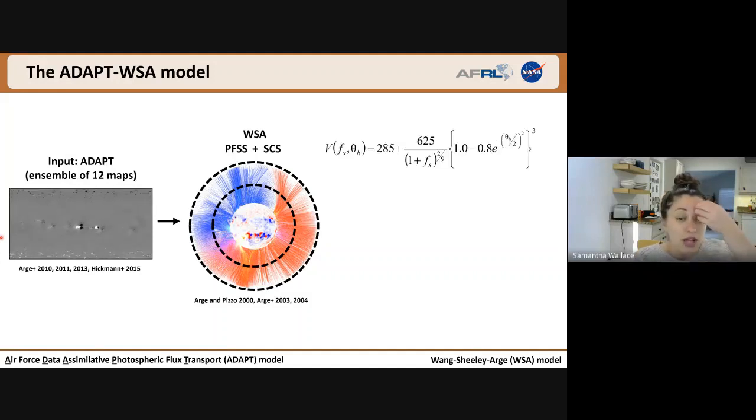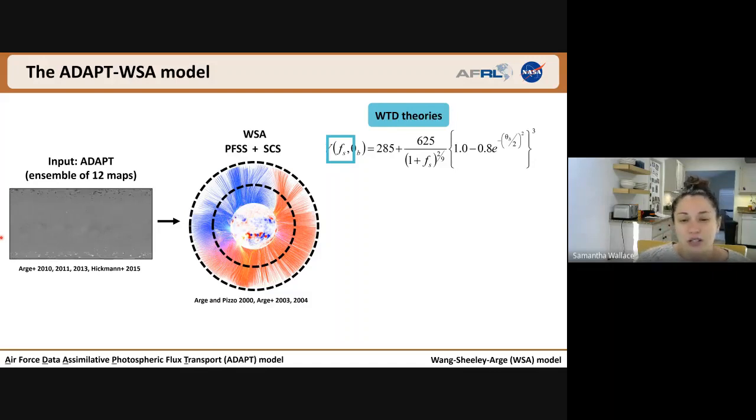Then we use an empirical velocity relationship to determine the speed at that outermost boundary of the model. And it's a function of both expansion factor and coronal hole boundary distance. So expansion factor is related in some way to the wave turbulent driven acceleration theories, as I mentioned previously. And the coronal hole boundary distance parameter can be used as a proxy to determine if a foot point is near or far from the open closed boundary. So it kind of can be used as a proxy for the likelihood that reconnection is occurring.